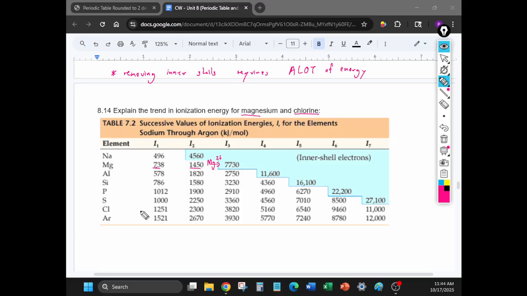Whereas if you look at chlorine right here, it just steadily goes up. There's no extremely large jump in terms of the ionization energy. Obviously, as you start taking away more electrons, there are more protons and less electron repulsion, so it does end up getting pretty high, but there's no really big jump in energy. It trends pretty linearly. Okay, so that's what you should identify about these ionization energies. Keep that in mind. The big takeaway from this is removing inner shell electrons is extremely difficult.